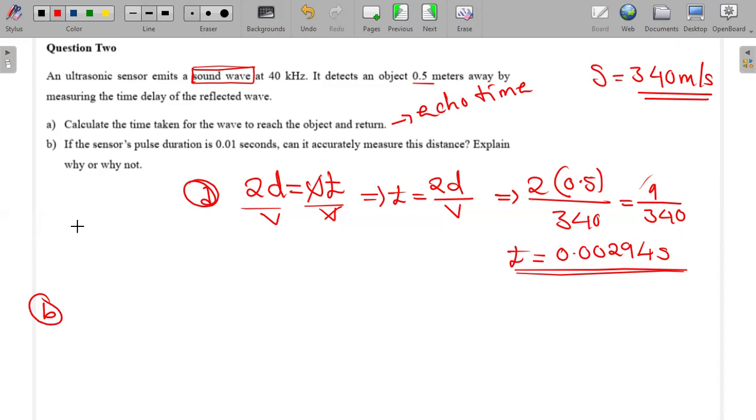This is also a conceptual question. They're telling us to say if the sensor's pulse duration is 0.01 seconds, can it accurately measure this distance? Explain why or why not. So, what do you understand by this question? What do they mean by pulse duration?